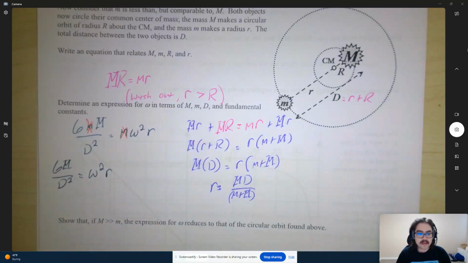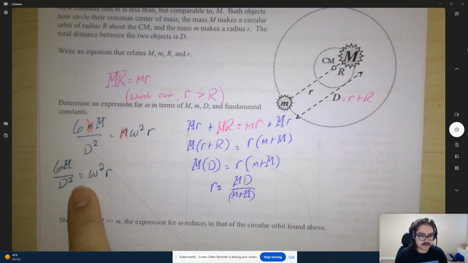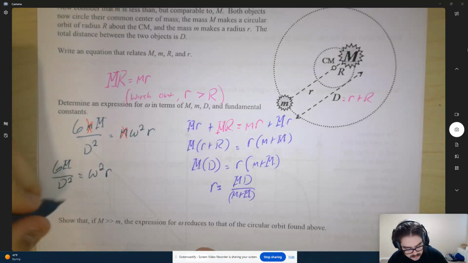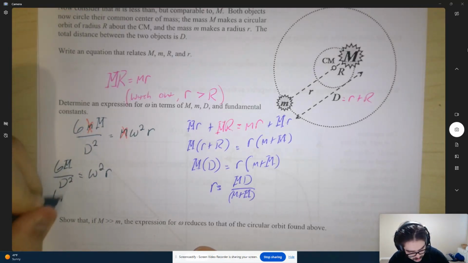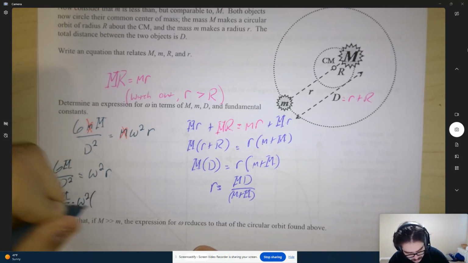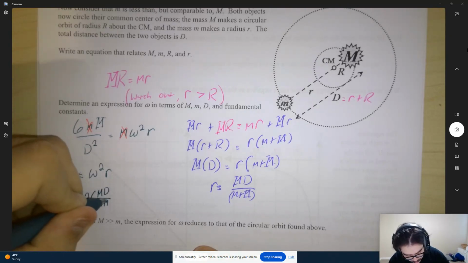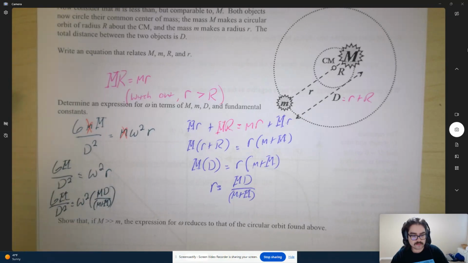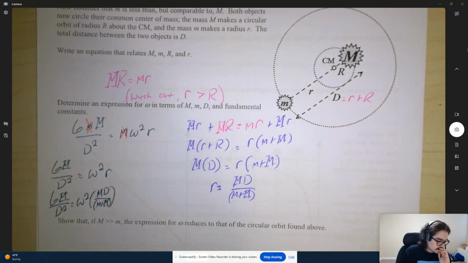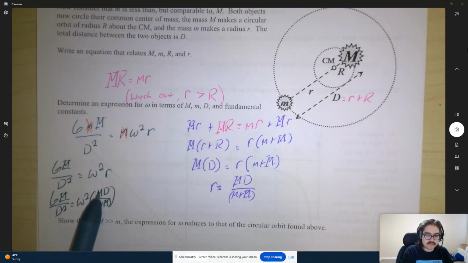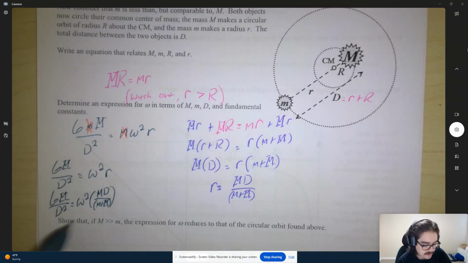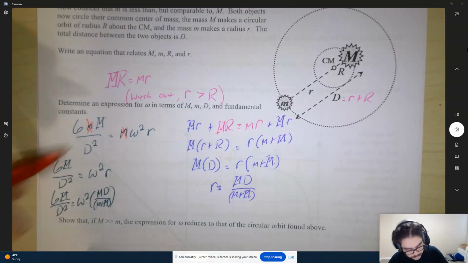Okay, and so I'm going to substitute that right here. G M over D squared equals omega squared times M D over (m plus capital M). I'm kind of crunching that in there, but that's okay. Now what I want is to get omega by itself. I've got capital M on both sides, so I can cancel those two out.